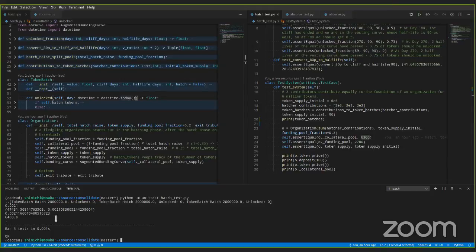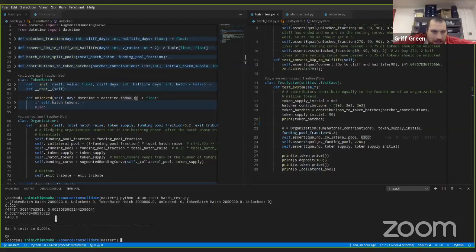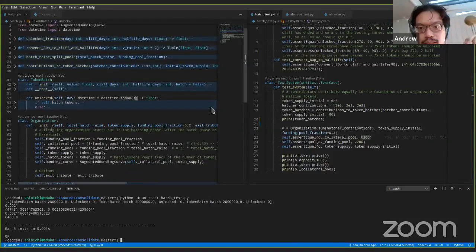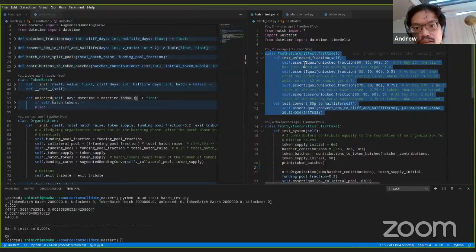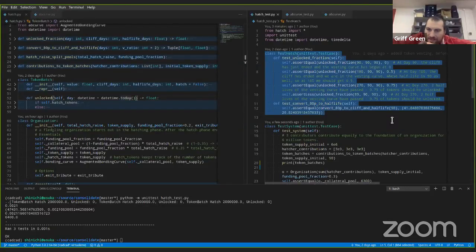And the vesting, is there a vesting test as well? I guess the vesting test is the unlocked fraction here. The test hatch, assert equal, unlock fraction, different things here. Very cool. That's very cool, man. Nice work. Thank you.